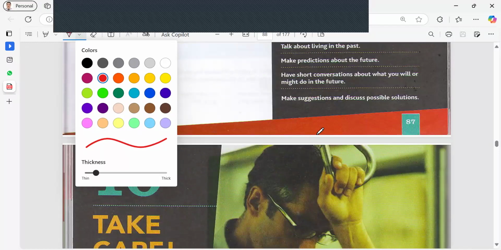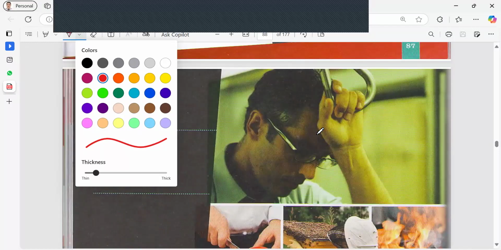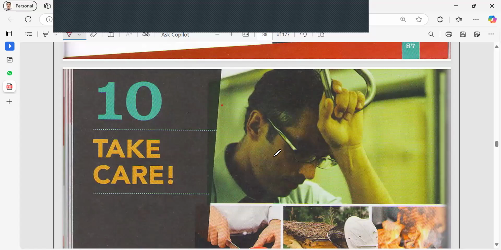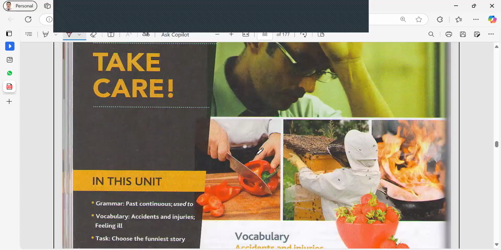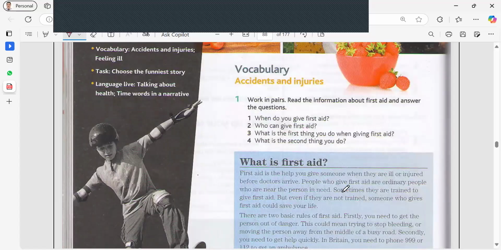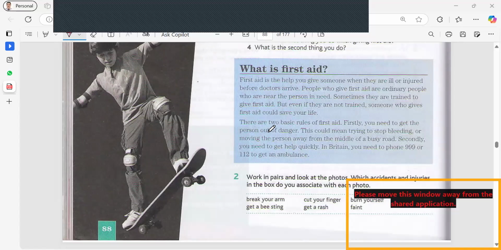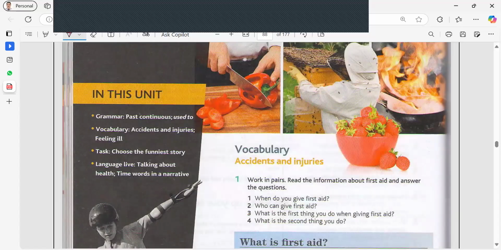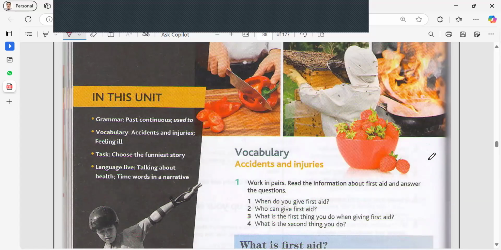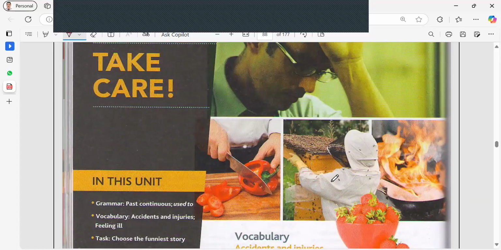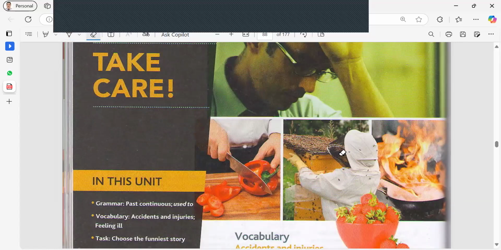Picture 1. A guy cutting a tomato. Chopping a tomato. Cutting your finger. He could cut his hand or finger here. The next one. Burn yourself. And this one, a bee sting. And what about strawberry?